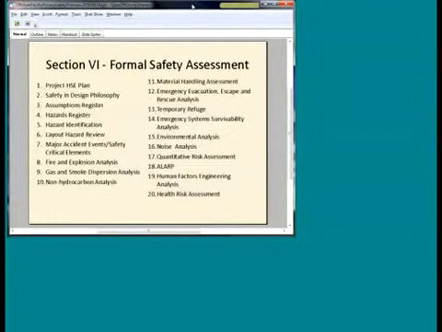Environmental analysis, a specialized topic. Noise analysis, possibly could go with human factors. Quantitative risk assessment, which I'll do in the next two slides. Human factors, fairly straightforward, is important. And the health assessment as distinct from safety. Next, please.